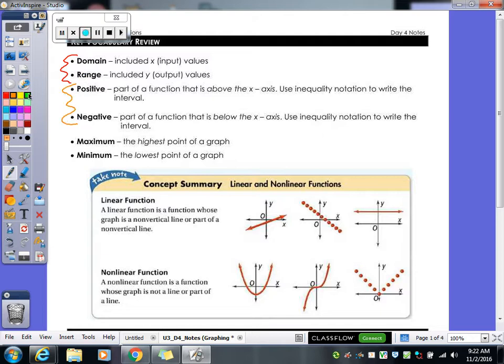Positive and negative. You have to keep in mind if you're on your graph, your positive is above your x-axis. So this is positive. Those ones are negative because it's where your range values are positive and negative. That's how we determine that. And then we're going to be talking about also today a maximum and a minimum. Maximum is your highest point. Minimum would be your lowest point.